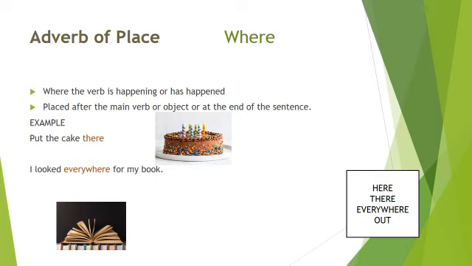Next example, I looked everywhere for my book. I looked for my book, but where? I looked everywhere in the room. Here, everywhere is the word which describes the place. As I'm telling the location where I looked for the book, this adverb describes where the action happened. These are called adverbs of place. Here's a list of words: here, there, everywhere, and out.